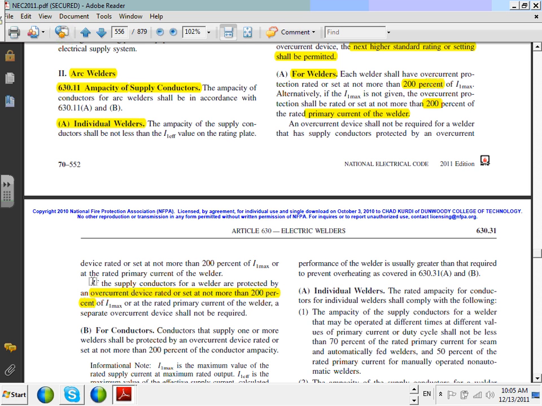For conductors, it says if the supply conductors for welders are protected by an overcurrent protection device rated or set at not more than 200% of the rated amps of the welder, then a separate overcurrent protection device is not required. I want you guys to look at these. This is tricky.